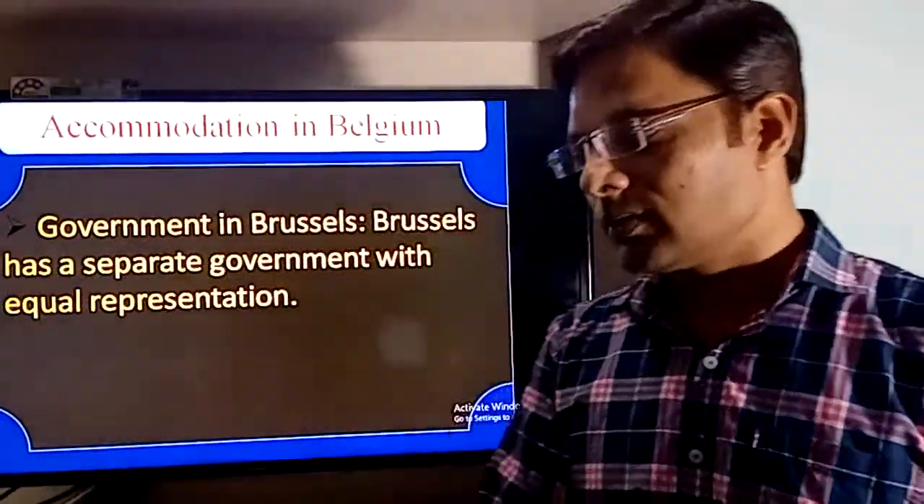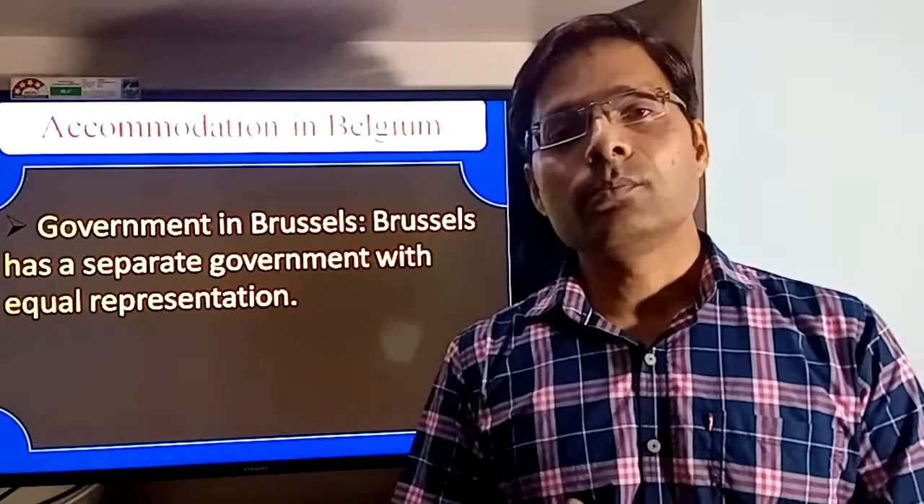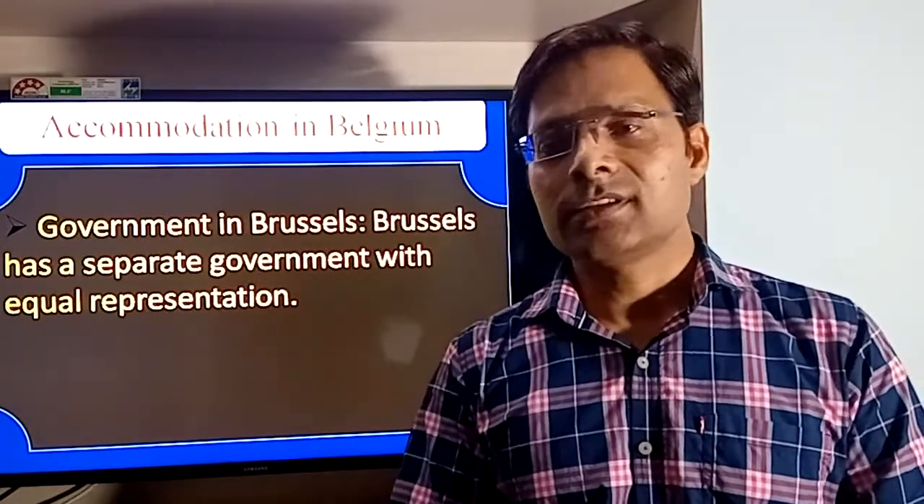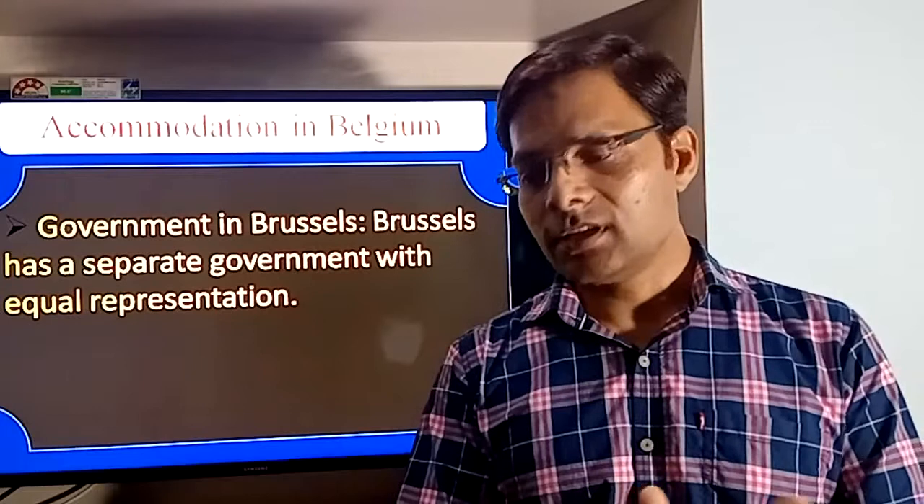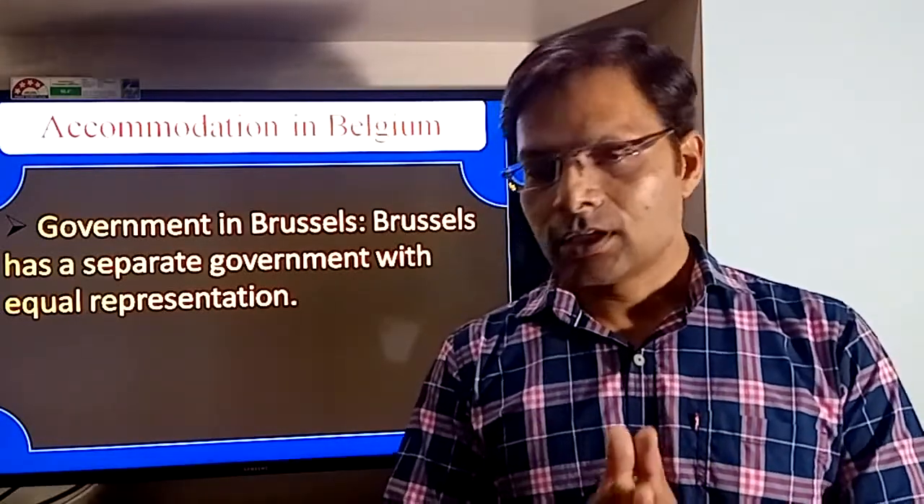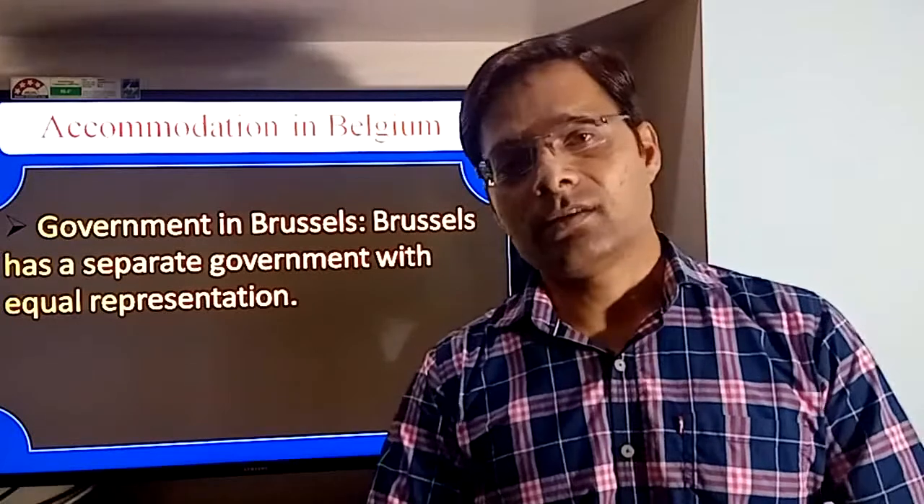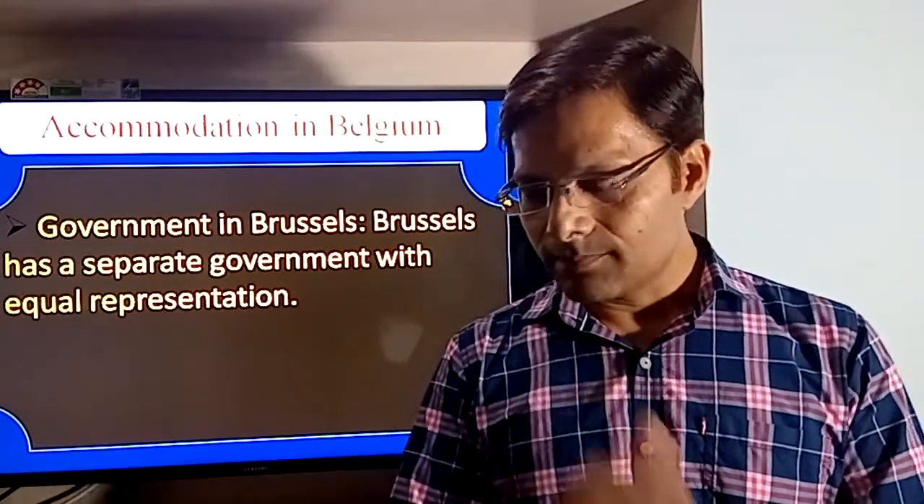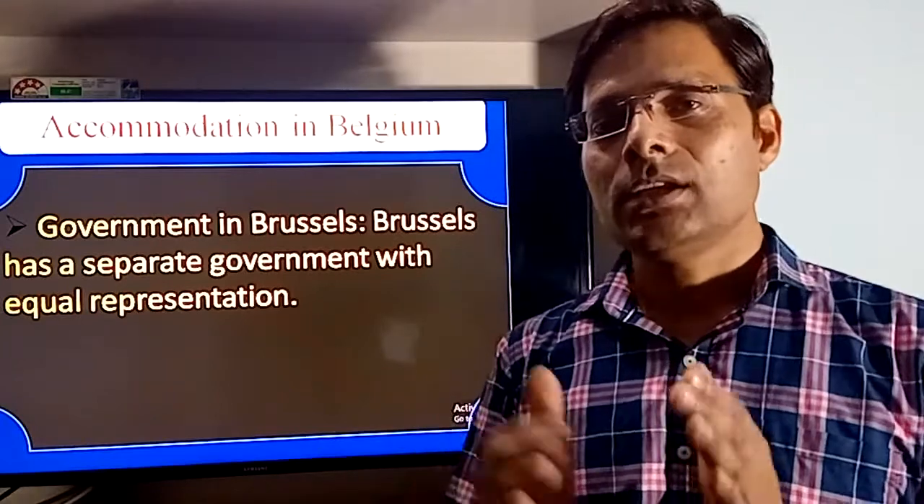The next kind of government is the one made in Brussels. Brussels is the capital city, like Delhi is in our India. Similarly, Brussels is the capital of Belgium. So a separate government has been organized for Brussels. This separate government also has equal proportion.